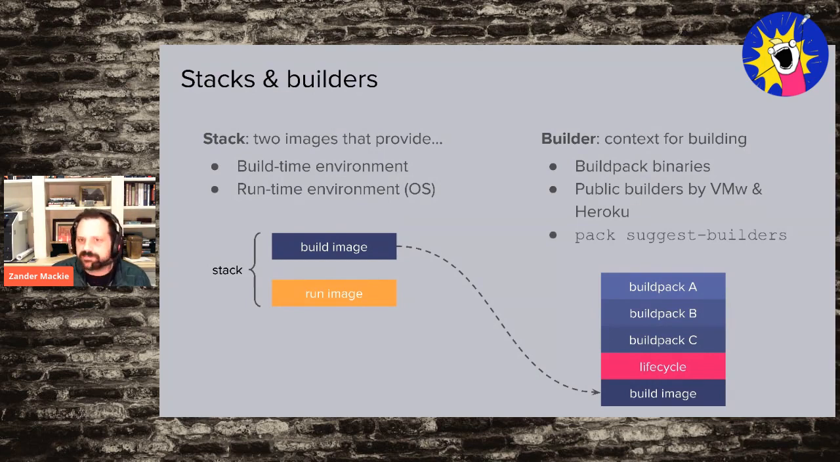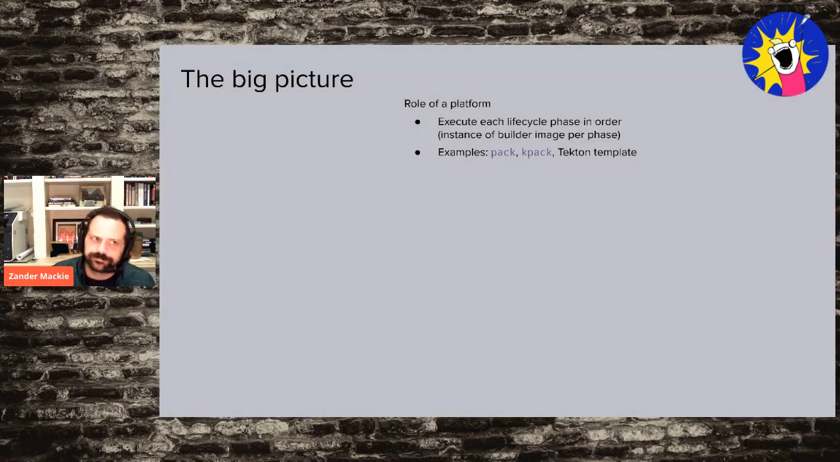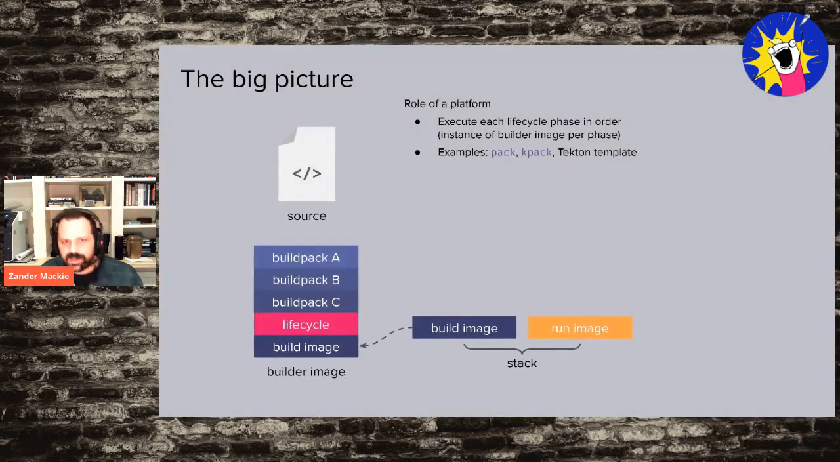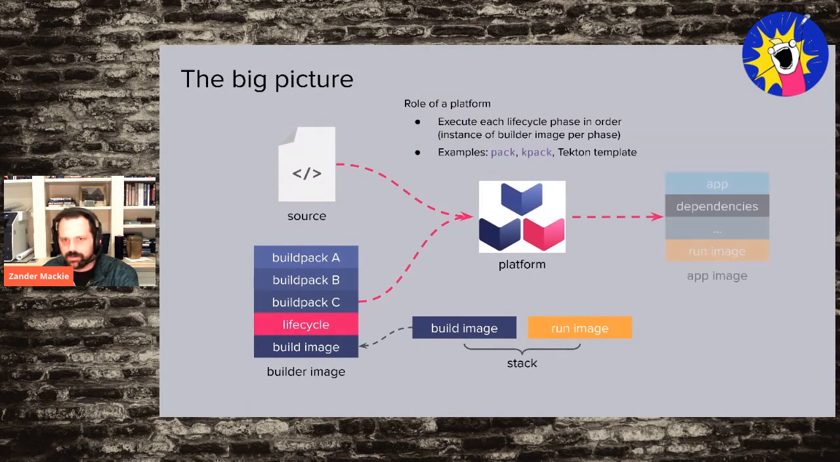You can see the builders that are available with the pack command, pack suggest-builders. At this point, there's a few public builders available that are published by VMware and Heroku, and that is a community list. So as people start to make builders that are broadly trusted, we're going to put those on the list. Okay, so that was the demo. We're going to talk through this big picture diagram again.